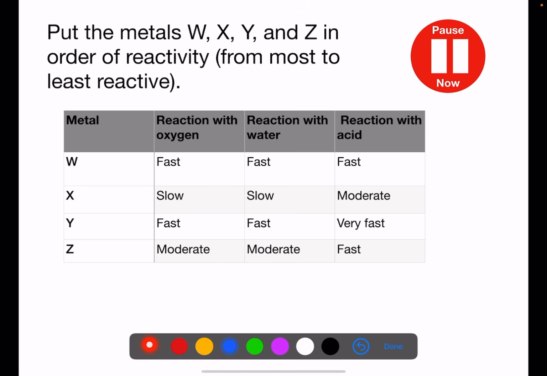Pause the video now and put the metals W, X, Y and Z in order of reactivity from most to least reactive.